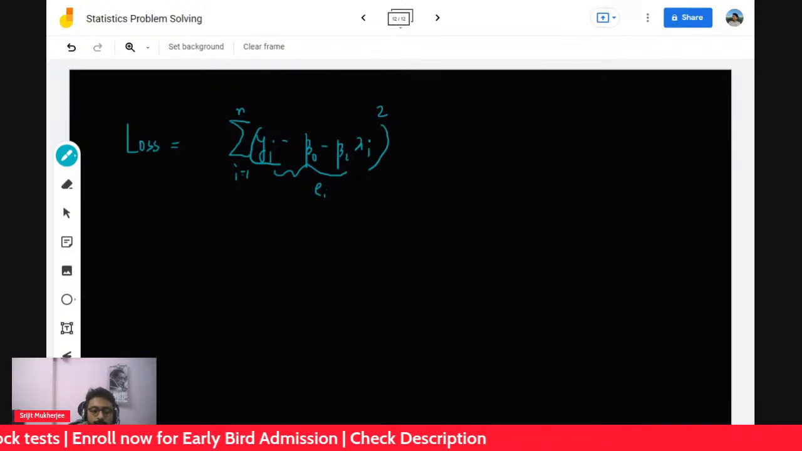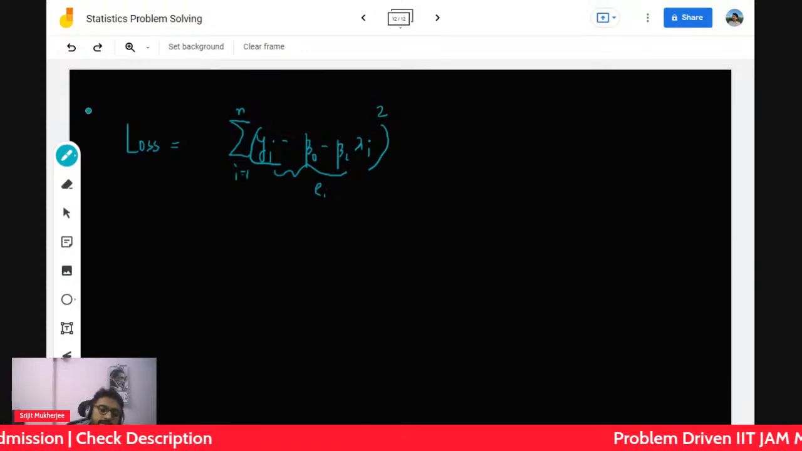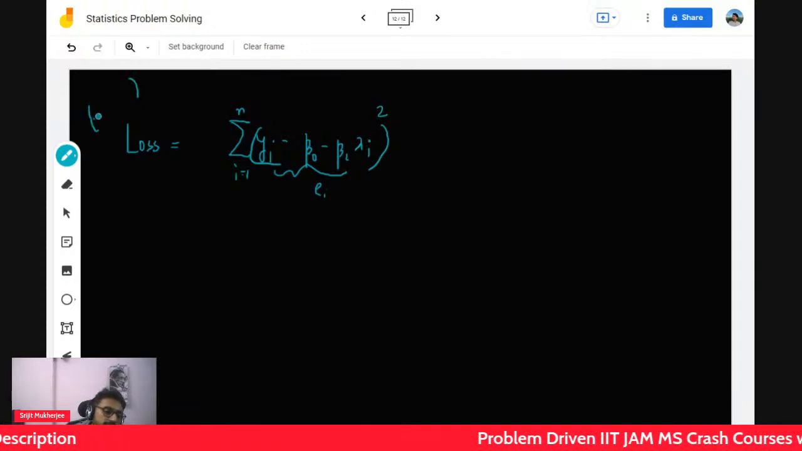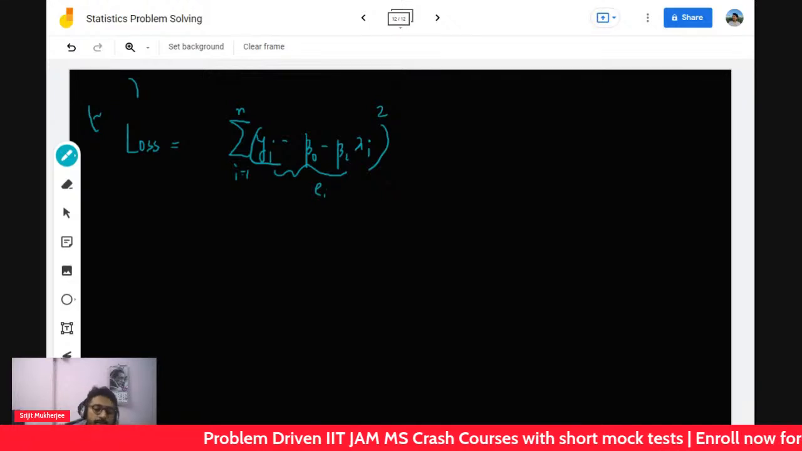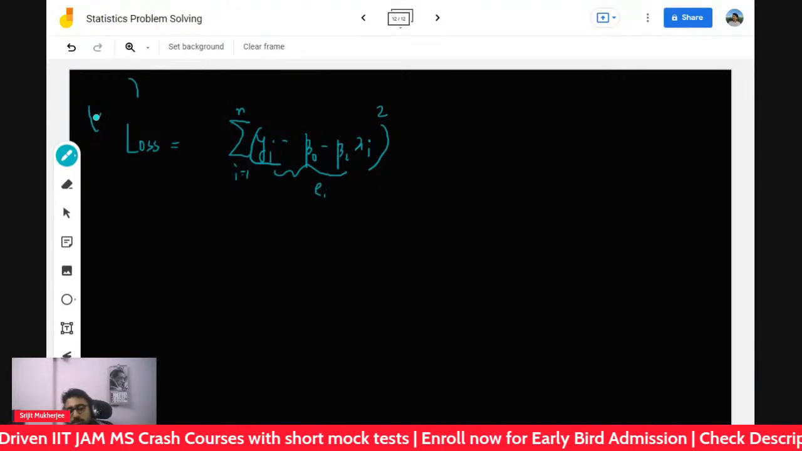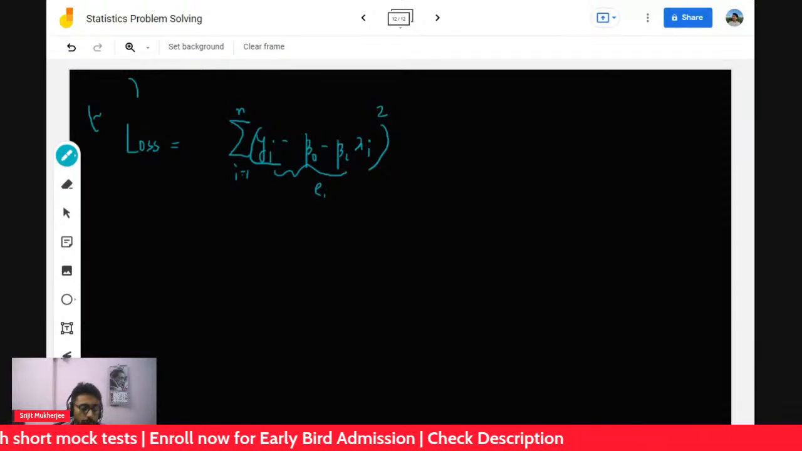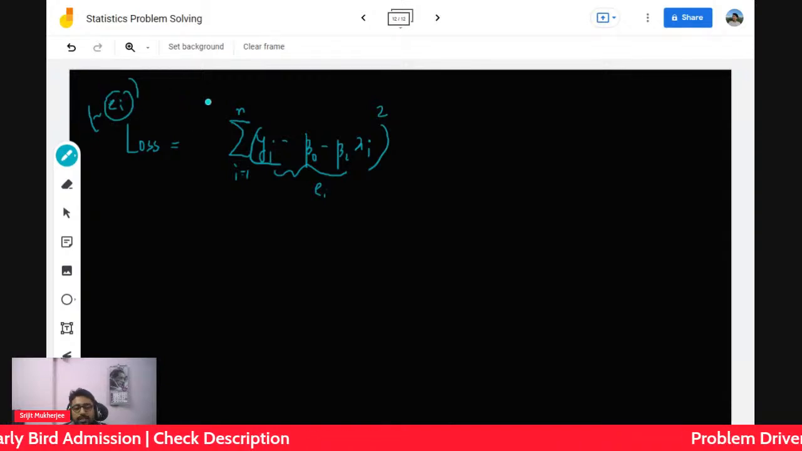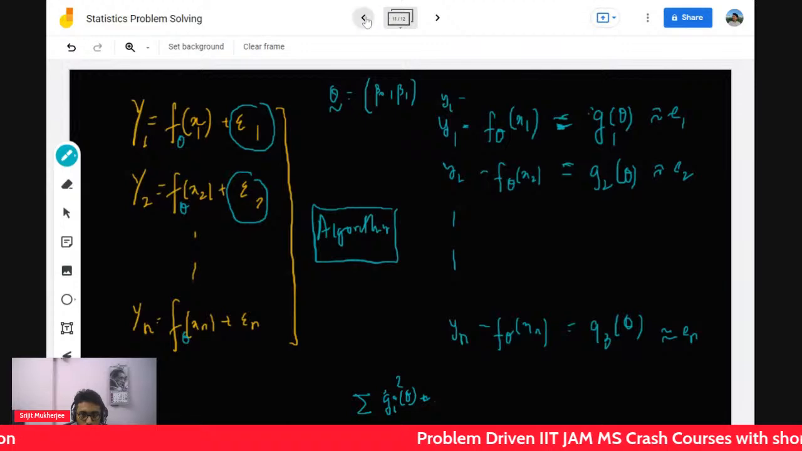This loss we are trying to minimize, because this is in some sense the distance between the true parameter and the estimated parameter. Why? Because this is nothing but a summation of ei square, and ei is in some sense the distance between the true parameter and estimated parameters, right?